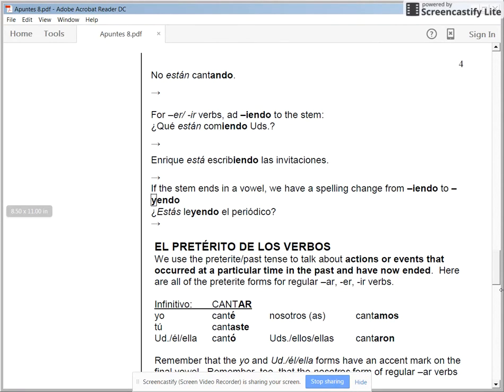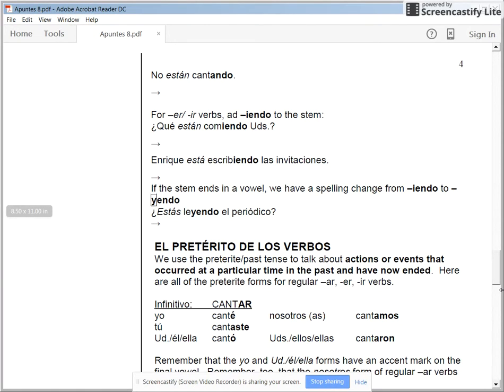If the stem ends in a vowel, we do have a spelling change from yendo with an I to yendo with a Y. And these are verbs where when you hit the last two letters, the ER or IR, you will need to change the I to a Y, because the last letter before that ER and IR is a vowel. That's what that means if the stem ends in a vowel.